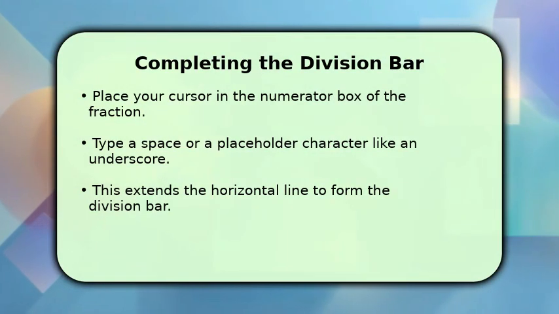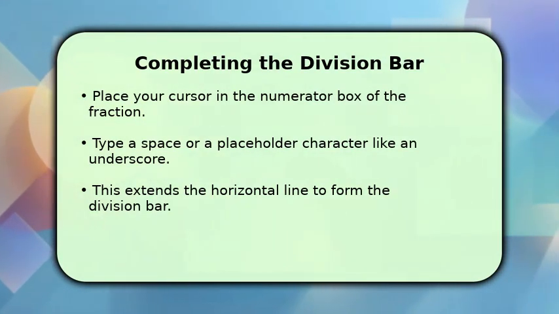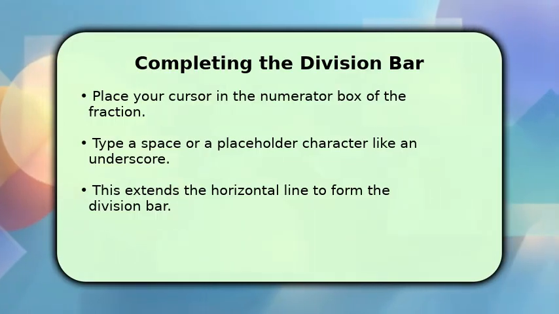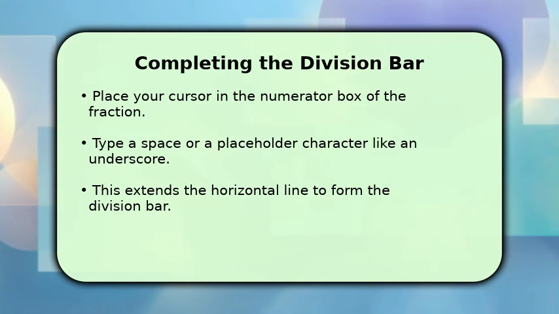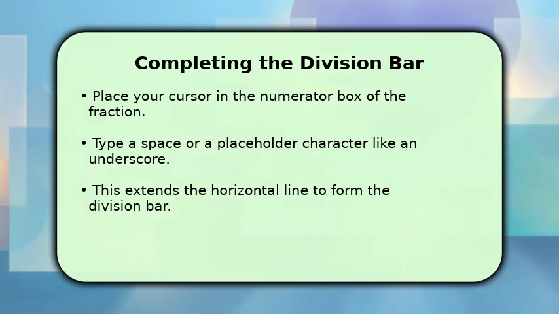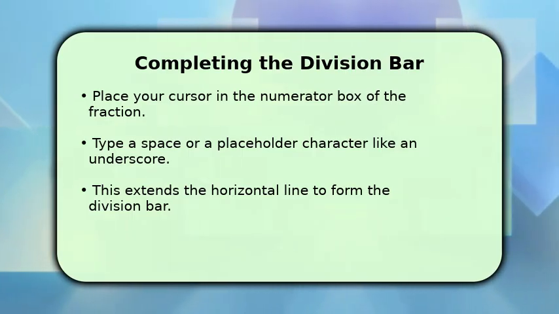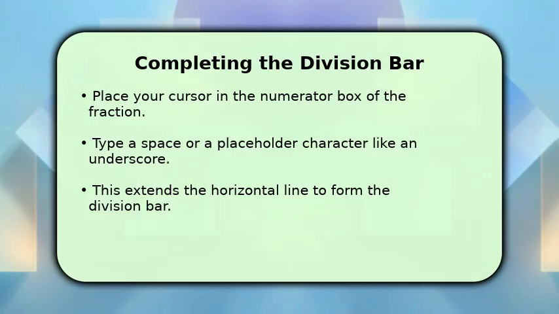Now, with your stacked fraction in place, click inside the top box, which is the numerator. To create the extended bar for long division, simply type a space or a placeholder character, such as an underscore. This action will effectively stretch the horizontal line of the fraction, giving you the upper bar of your long division symbol. It's a simple trick to get the desired visual effect.